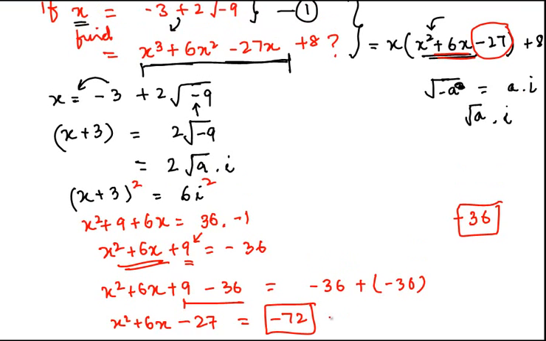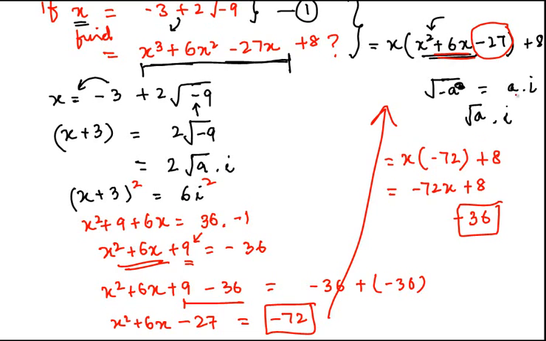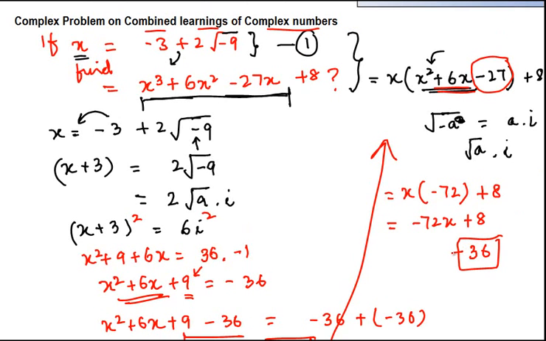Now I can substitute this value in this equation to get x into minus 72 plus 8. Or I can just write this as minus 72x plus 8. Now it becomes fairly simple compared to the first situation which I had, and if you want to simplify it further, you can even write minus 72 into minus 3 plus 2 root minus 9, plus 8. And once you solve this, you get your answer.